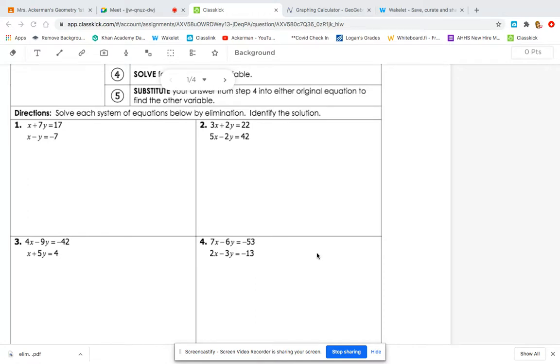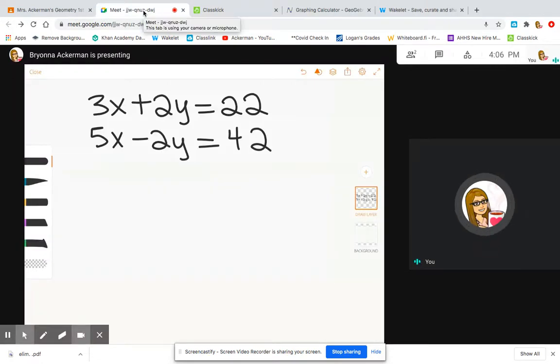So I'm just going to rewrite these where they're on top of each other. So 3x plus 2y equals 22. And then the second problem I'm going to put right underneath: 5x minus 2y equals 42. Okay, and the reason these are set up perfectly for elimination is because the goal is that you want one of the variables to be exactly the opposite, meaning the same number, but one's positive and one's negative. Okay, and so we'll see here that the y value is that already.